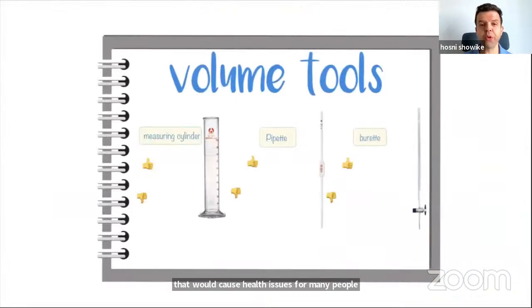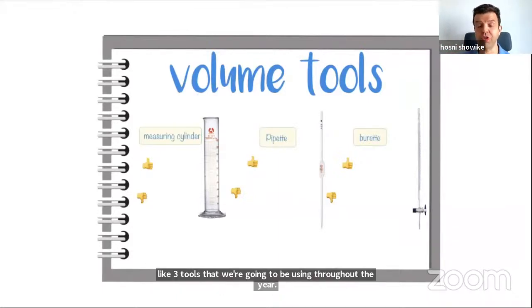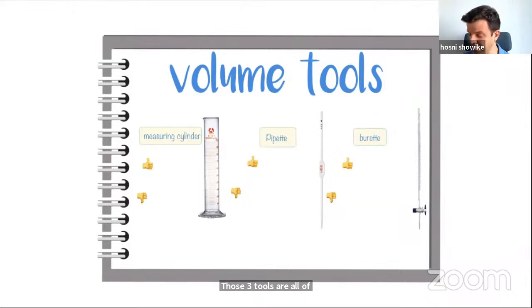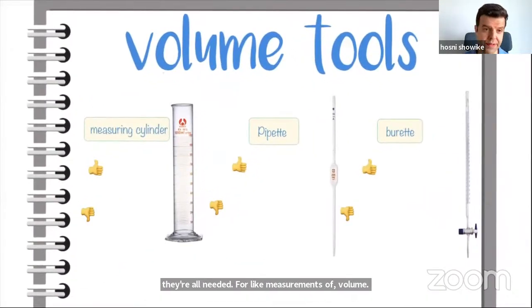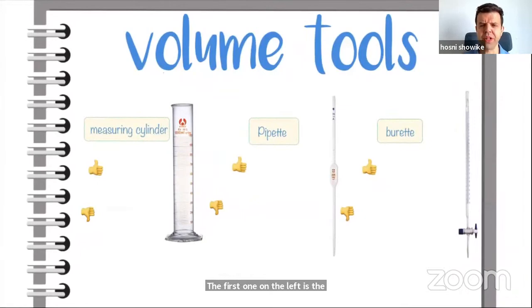Now, before we get any further, I just want to show you 3 tools that we're going to be using throughout the year. They're all needed for measurement of volume. The first one on the left is the measuring cylinder. What's that measuring cylinder for? It is meant to measure the volume of a lot of liquid.